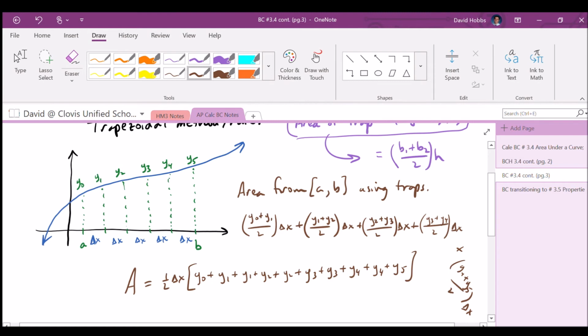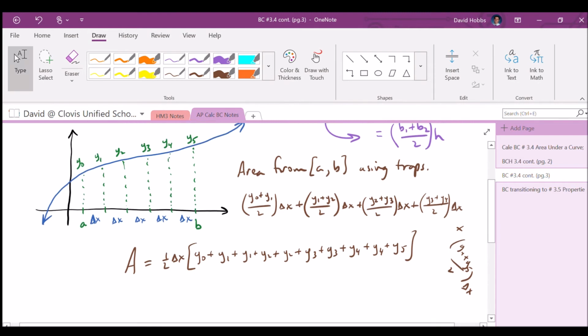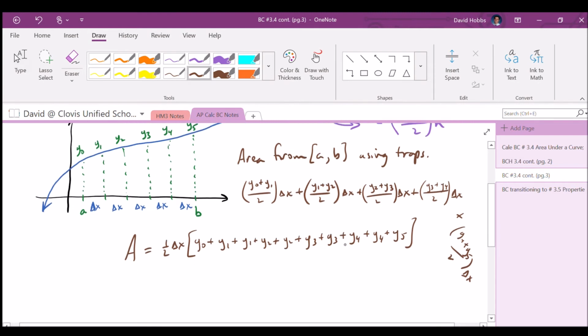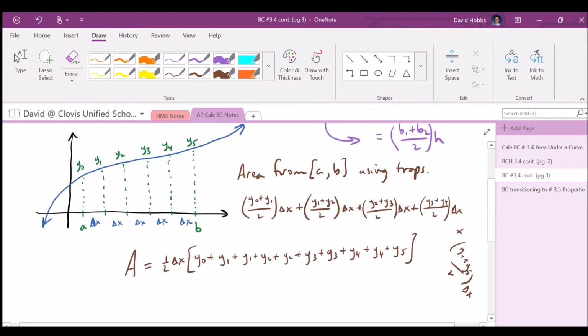Okay, now what do you notice? We had repeats of the y sub things except for the first one and the last. Why is there only one y sub 0 and why is there only one y sub 5? Well, there's only one y sub 0 because it's only used in the very first trapezoid to the left. And the y sub 5 is only used in the furthest trapezoid to the right. And all the others are used in two different trapezoids as we're going ahead and calculating.